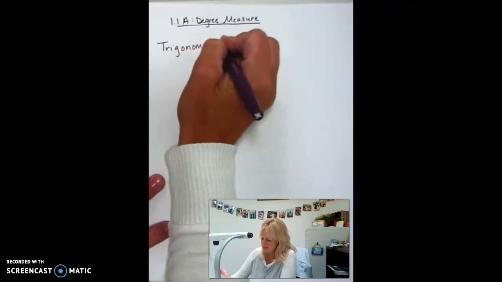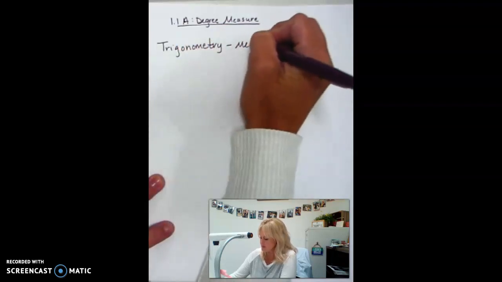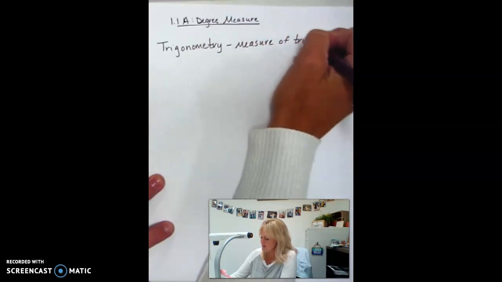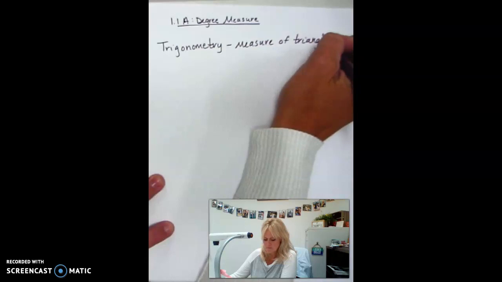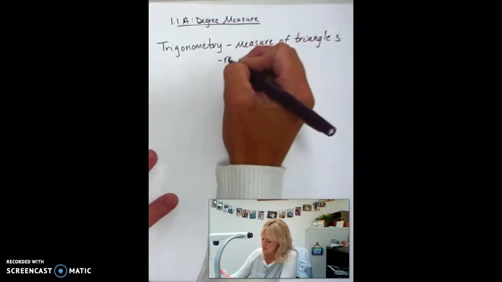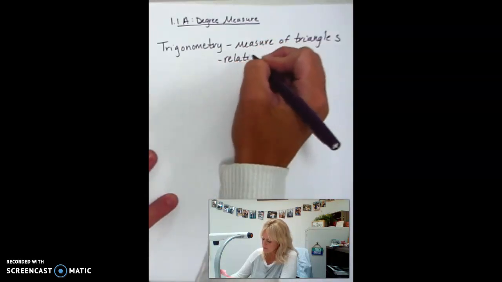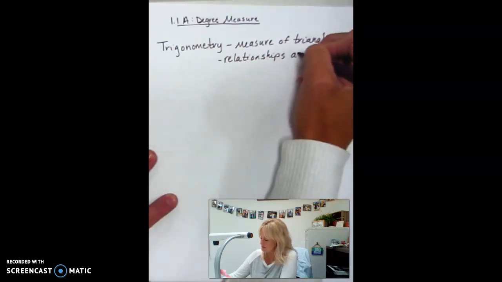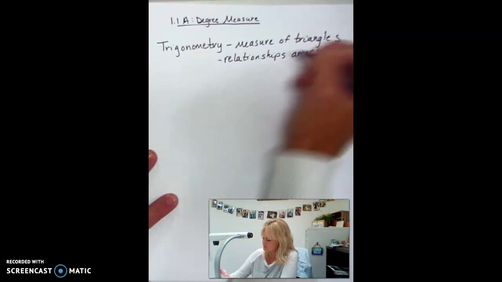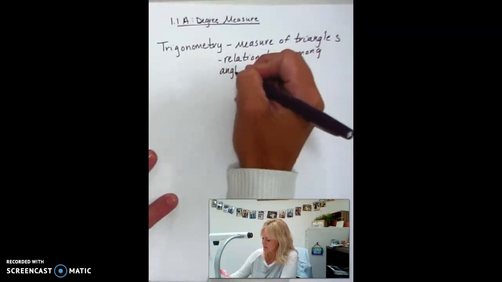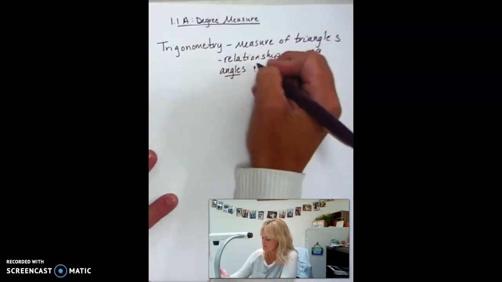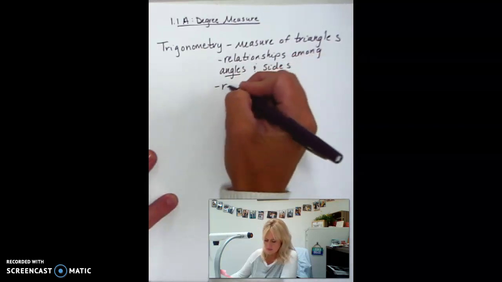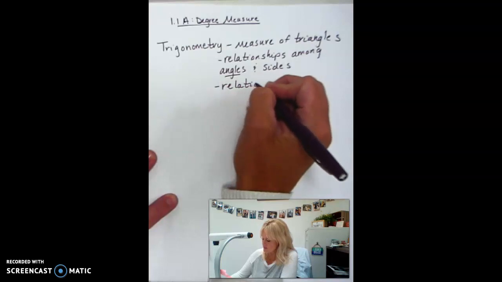Trigonometry is the measure of angles, specifically triangles. It is also the relationship among angles and sides. It's also relationships as functions.